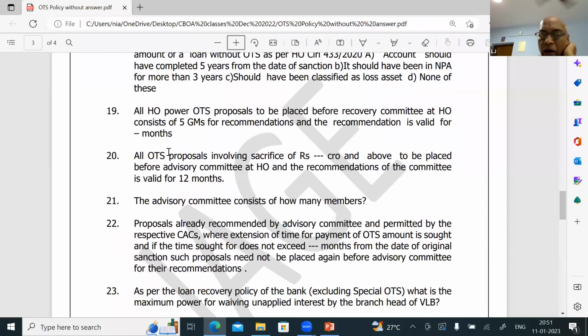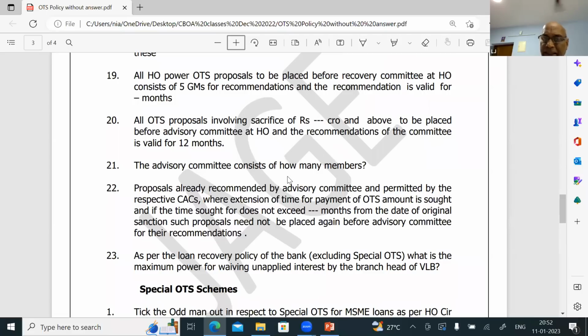Question number 20. All OTS proposals involving sacrifice of rupees dash crores and above to be placed before the advisory committee, and the recommendations of the committee is valid for 12 months. 1 crore and above. Advisory committee, 5 members, I told you, 407/2022, 1 crore and above. Question number 21. The advisory committee consists of how many members? 5 members are there. Recently one more retired High Court judge is included, so it becomes 5 members.